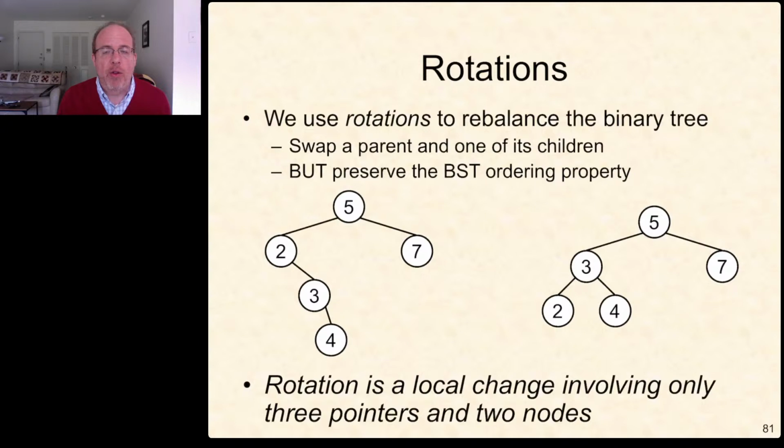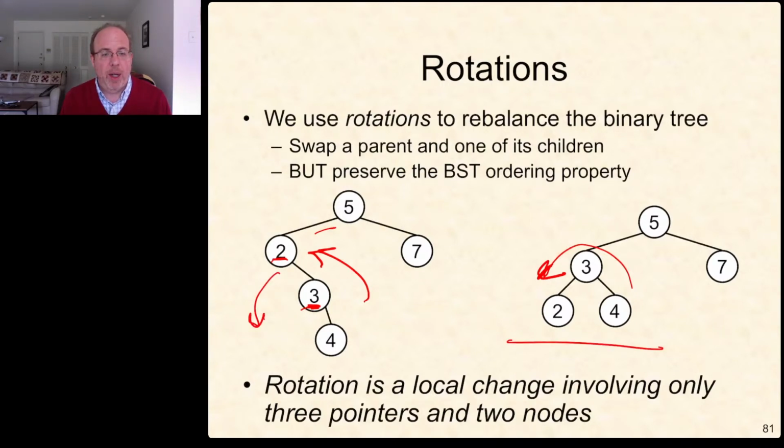And the idea is that we're going to use rotations to rebalance the binary tree. So to do that, we're going to swap a parent and one of its children, preserving the binary search tree ordering. So we're going to swap 2 with 3, but because 2 is less than 3, it's going to have to become 3's right-hand child. So this rotates in this direction, and that gives us this tree. So the new child of 5 is 3. This node swaps down, and we end up with a balanced tree.